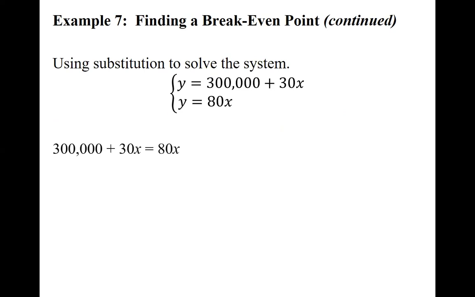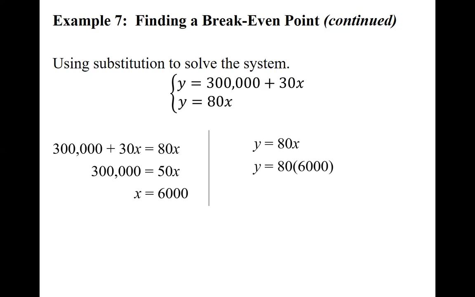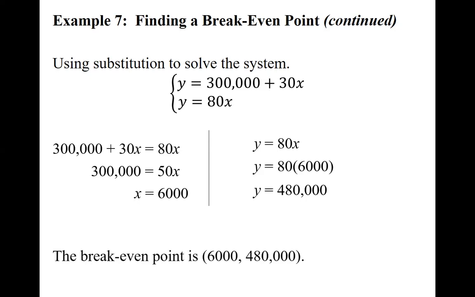300,000 plus 30x equals 80x. Subtract 30x from both sides. 300,000 equals 50x. Divide both sides by 50. We get x equals 6,000. We're not done. y equals 80 times x, which means y equals 80 times 6,000. y equals 480,000. So the break-even point is (6,000, 480,000).